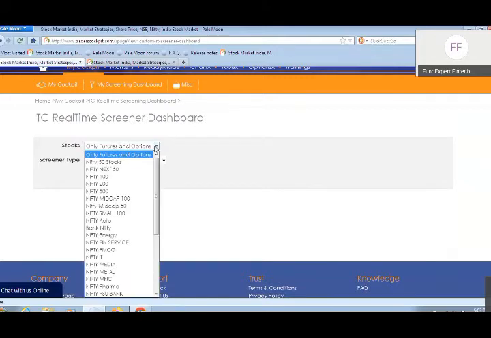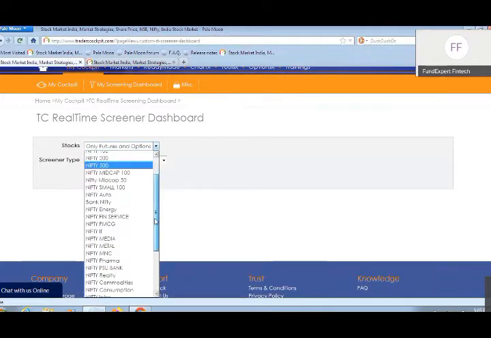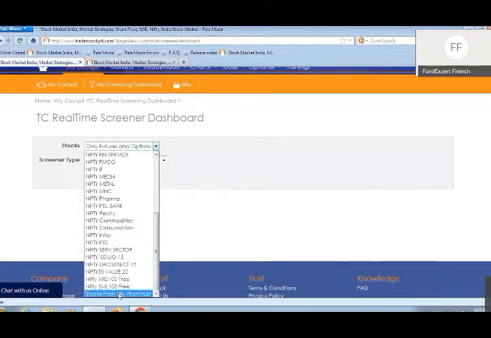On the page, first of all, you'll need to define the scope of the stock. So you want to scan among all the FNO stocks, or you want to scan for Nifty 50 stocks, or you may have a watch list of your own, and you want to scan for the stocks available in that particular watch list. That can also be done.